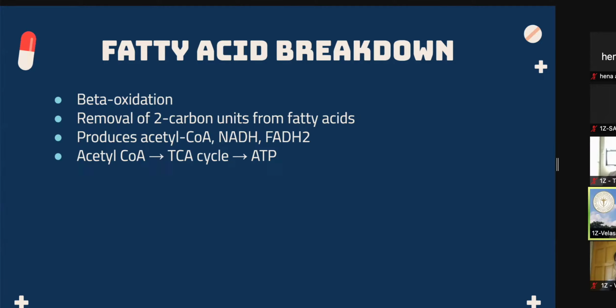And as I mentioned before, fatty acid breakdown can be a source of energy, and this is done through the process of beta oxidation. This is through the removal of 2 carbon units, just to remind us, a brief overview of fatty acid breakdown. And the ultimate goal is to produce acetyl-CoA, which could in turn go into the TCA cycle, producing NADH, FADH2, which we know can be eventually converted into ATP through the electron transport chain.